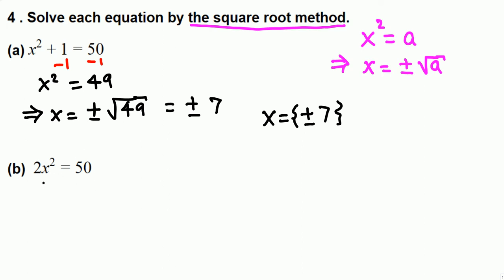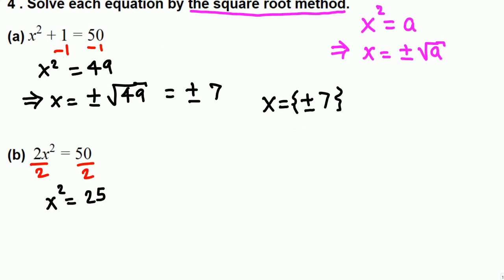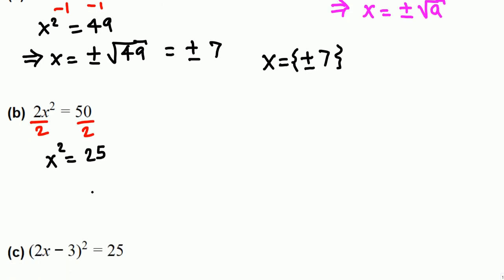Let's do the same thing for part B. We have to have x squared on the left-hand side, but there's 2x squared, so we need to move the 2 over. This is 2 times x squared, so we divide both sides by 2 to cancel the 2. X squared equals 25, since 50 divided by 2 is 25. Now we want to use the square root method. So x squared equals a implies x equals plus minus the square root of 25.